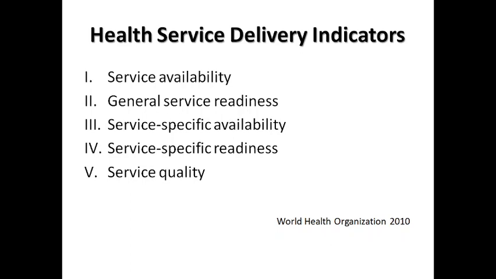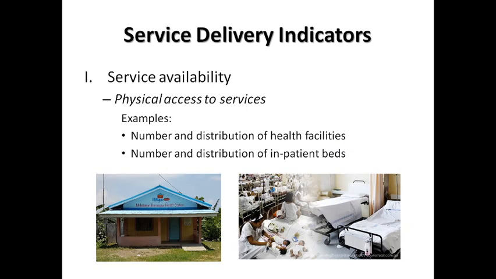World Health Organization. So the first service delivery indicator is service availability. So it just refers to physical access, having the service or not. Examples for these measures include the number and distribution of health facilities for the particular population, or the number and distribution of inpatient beds for a particular geographic location.